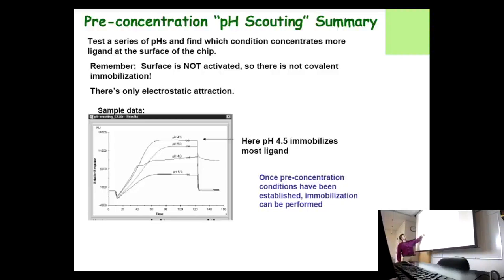And you see here they're trying pH 5.5 and they see it go up a little bit, but 5.0 and 4.5, they both get you a big response. And so pH 4.5 is immobilizing the most ligand, and it looks like we should run our reaction at pH 4.5. So when you talk about pre-concentration, this is all it is. You just try different pHs, and then you put the protein in, and you see how much protein binds. The higher the line, the more mass is bound to the chip.